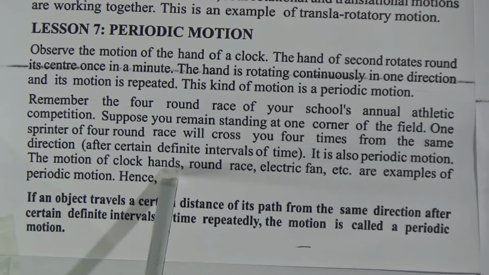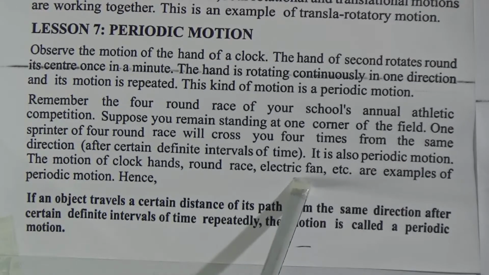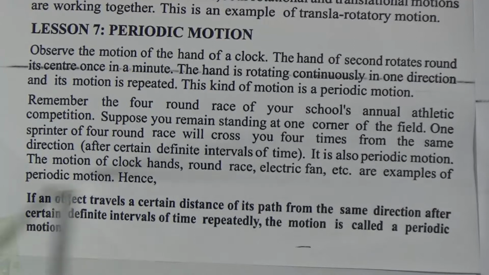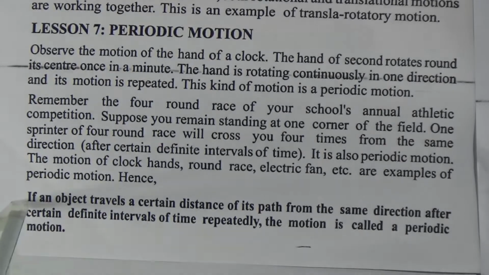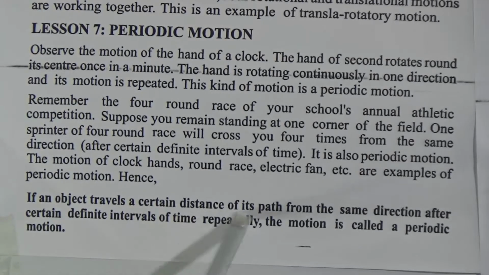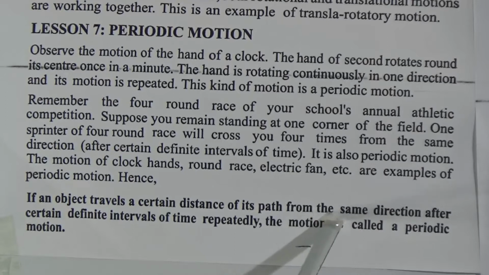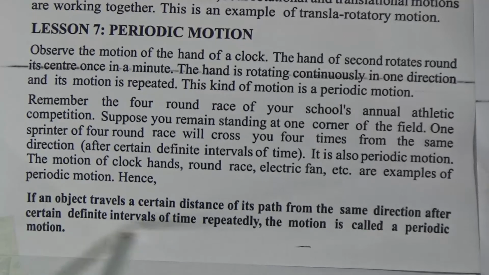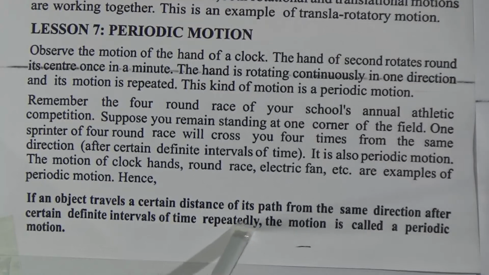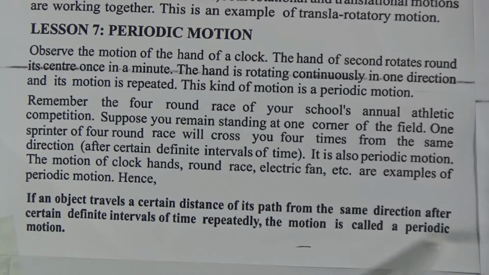The motion of a clock's hand, a round race, and an electric fan are examples of periodic motion. The electric fan also has rotational motion and periodic motion, because when the fan's blade moves, it takes a certain definite interval of time. The definition of periodic motion is: if an object travels a certain distance of its path from the same direction after certain definite intervals of time repeatedly, the motion is called a periodic motion.